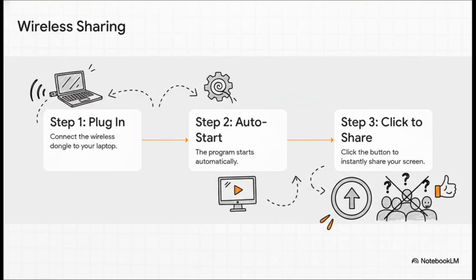And what about sharing your screen? The part of the meeting that usually causes the most headaches? MAXHUB makes it ridiculously simple. You just plug this little wireless dongle into your laptop, the software pops up on its own, and you click one button. That's it, you're sharing. No more messing with cables or shouting, "Can you see my screen yet?"